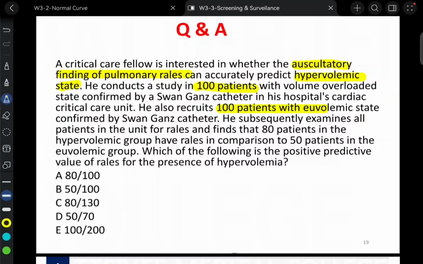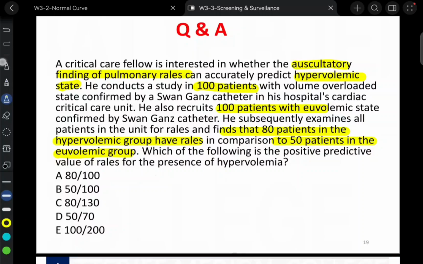He subsequently examines all patients in the unit for rales and finds that 80 patients in the hypervolemic, 80 of the positives, have rales in comparison to 50 patients in the evolemic, the negatives, that tested also positive. So, okay, which of the following is the positive predictive value of rales?